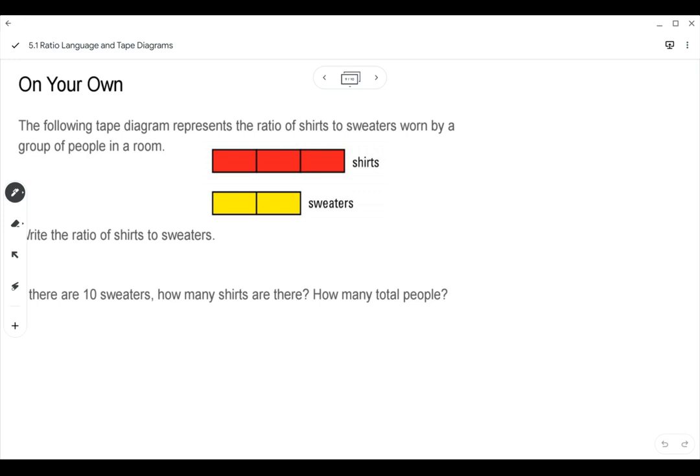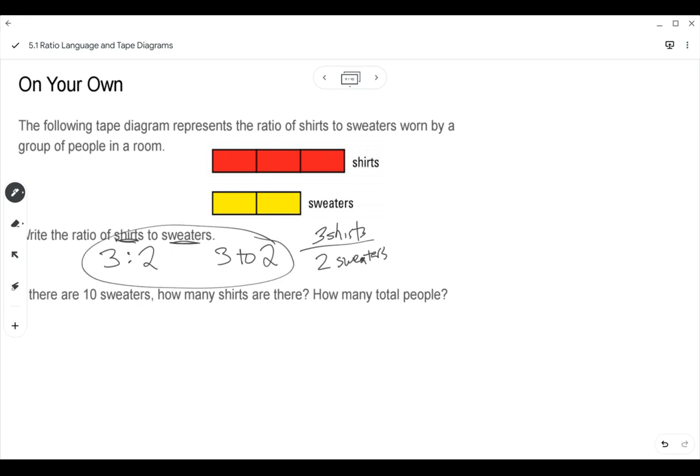All right, now that you've tried it, let's do this together. We have writing the ratio of shirts to sweaters. We want the shirts number first and then the sweaters. So this ratio would be 3 to 2 with a colon, or we could write it as 3 to 2 like that. Since the last word wasn't total, I wouldn't necessarily write this one as a fraction unless I included the labels with my fraction, like 3 shirts per 2 sweaters, like that. So these are the 2 ratios I would have written.